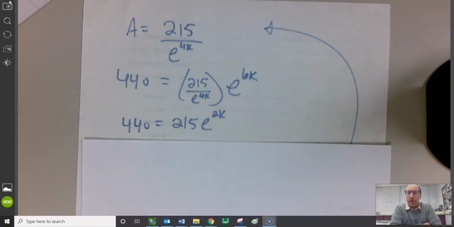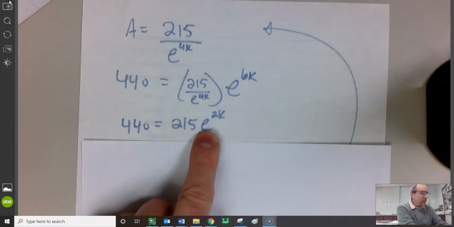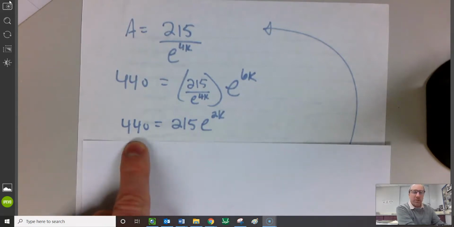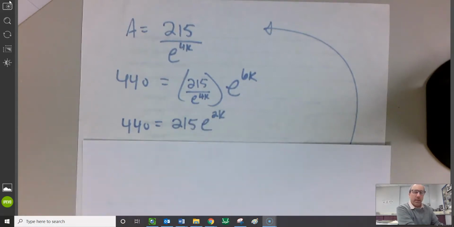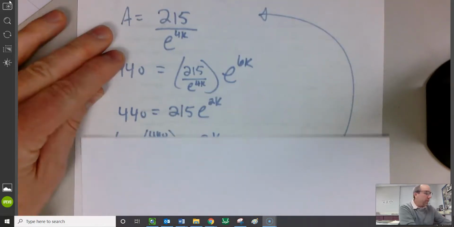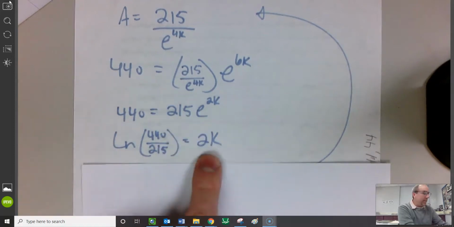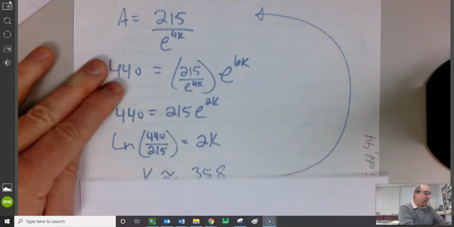I need to solve for k. So I'm going to divide by 215. Then I'm going to take a natural log. If I take a natural log, that just cancels the e. And then I have k by itself by dividing by 2. So we're doing those three things. Divide by 215. Take the natural log. That will eliminate the e. And then finally divide by 2.